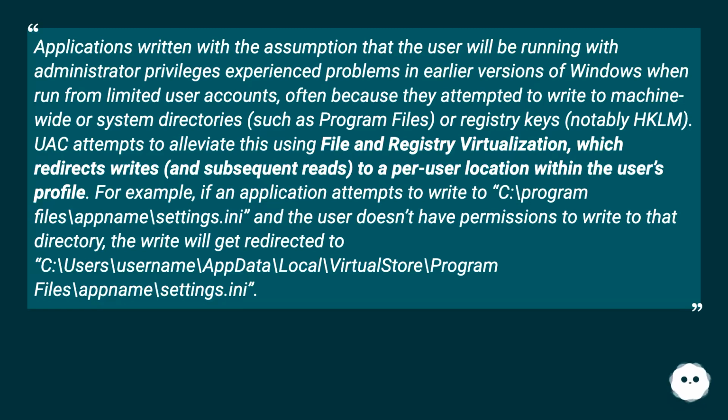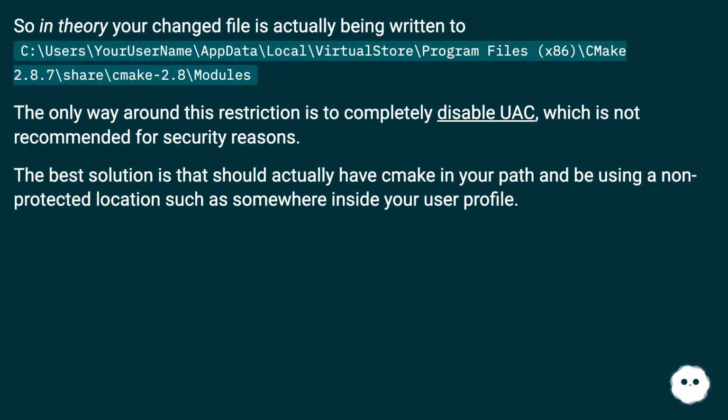\appname\settings.ini and the user doesn't have permissions to write to that directory, the write will get redirected to C:\Users\username\AppData\Local\VirtualStore\Program Files\appname\settings.ini. So in theory your changed file is actually being written to C:\Users\username\AppData\Local\VirtualStore\Program Files (x86)\kmake 2.8.7\share\kmake 2.8\modules.